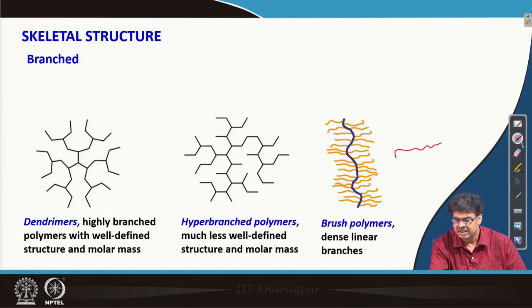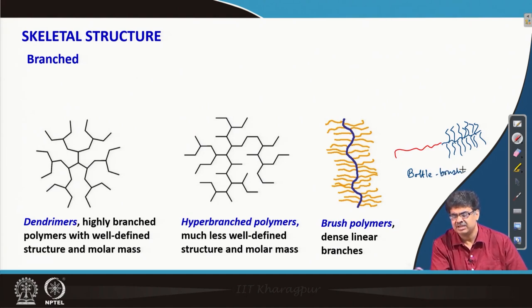We can also have one linear chain and then maybe another chain with a lot of branches, densely populated branches. It's like the brush we typically use for cleaning feeding bottles for babies. So, we call this type of brush polymer a bottle-brush type shape. Depending upon the shape, we call these structures differently.